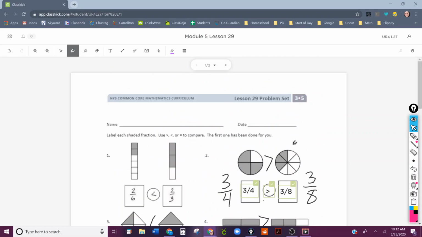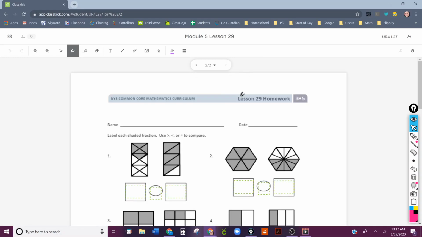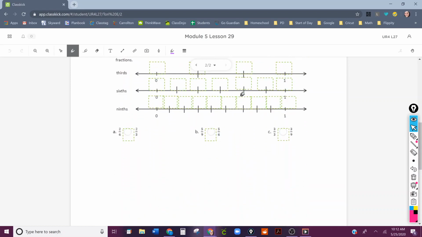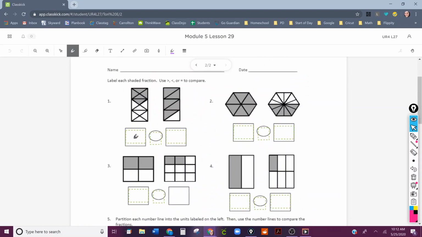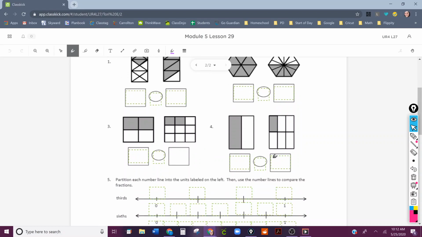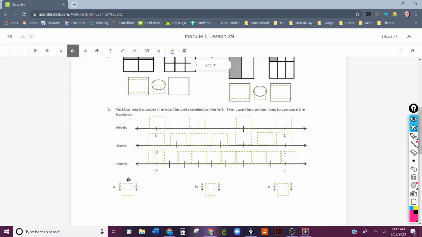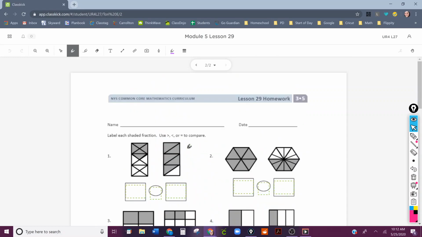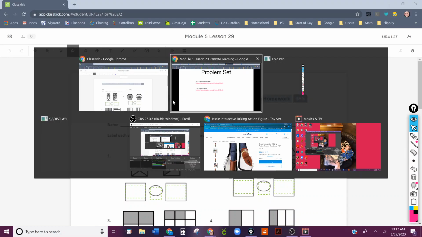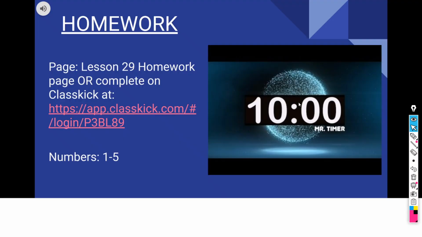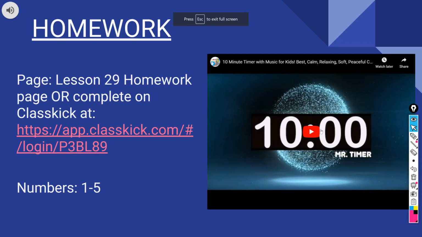So when you're done with the problem set, you're going to come over and do the homework. Homework is set up the exact same way. First you write the fractions down and then compare them up here. Down here you label your number line and then you figure out where those points are on the number line to help you compare. Okay? So make sure that you log into Classkick and do that. I'm going to go ahead and set the timer for you. Remember, 10-minute timer.